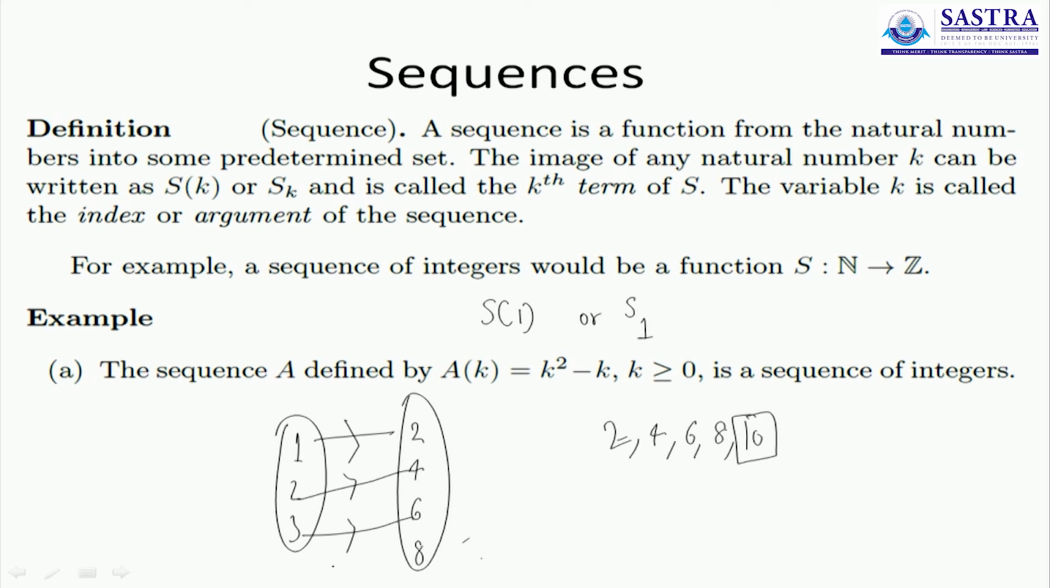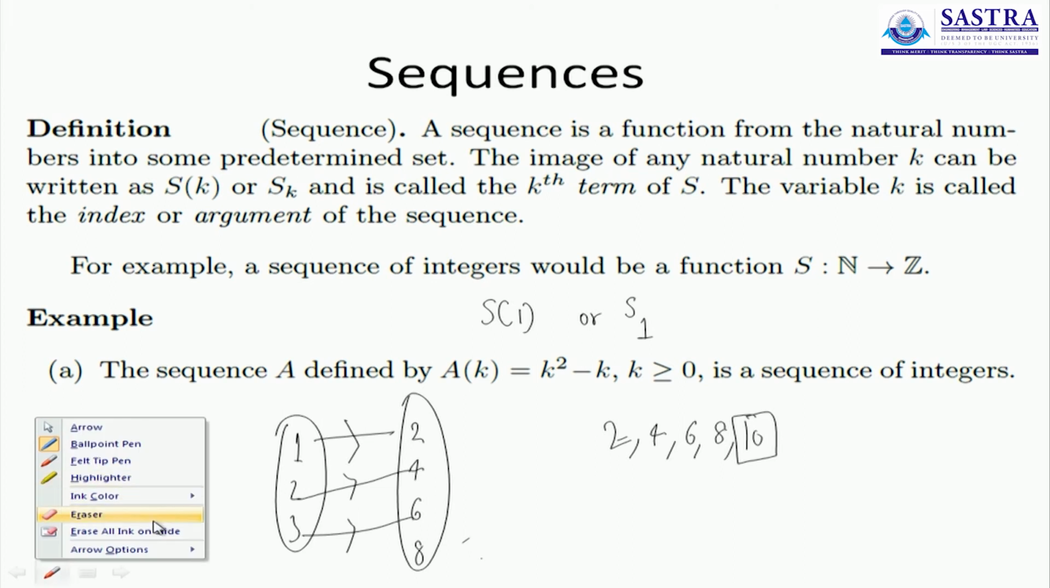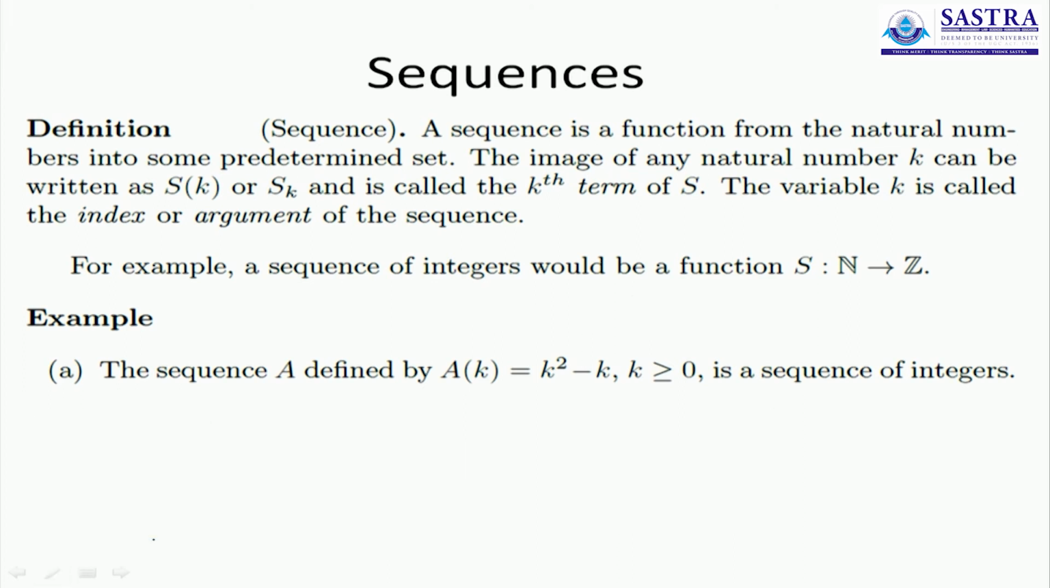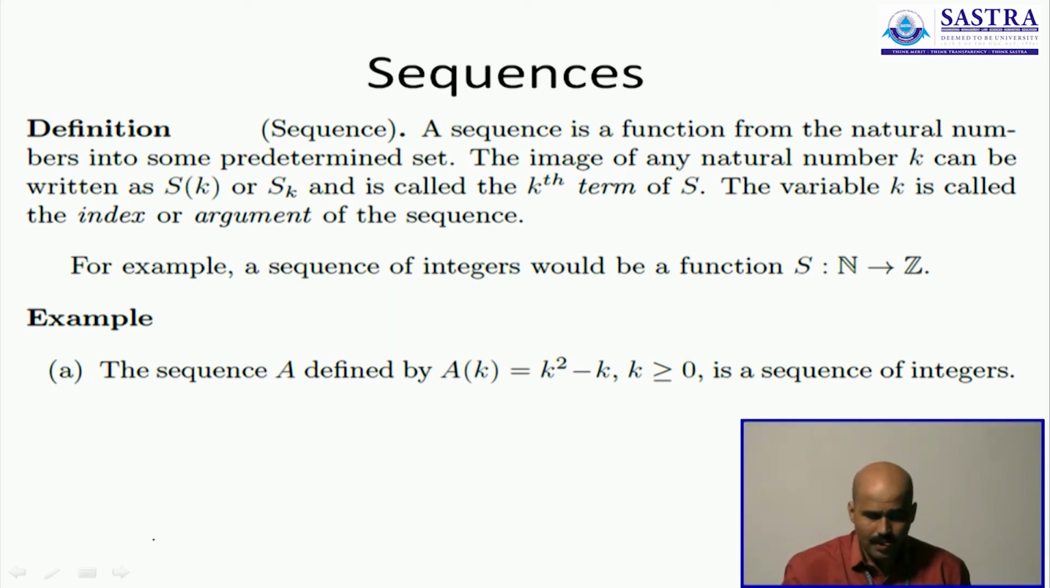The first way, the most usually followed way, is to give the direct definition. I say a of k is k squared minus k as long as k is non-negative. What do I mean by this? By this, I am defining every term of the sequence. You want the fifth term, I'll just use 5 in the place of k. I'll say the fifth term is 25 minus 5, which is 20. You want the 10th term, I'll just use 10 in the place of k. The term is going to be 10 squared minus 10, which is 100 minus 10, which is 90.